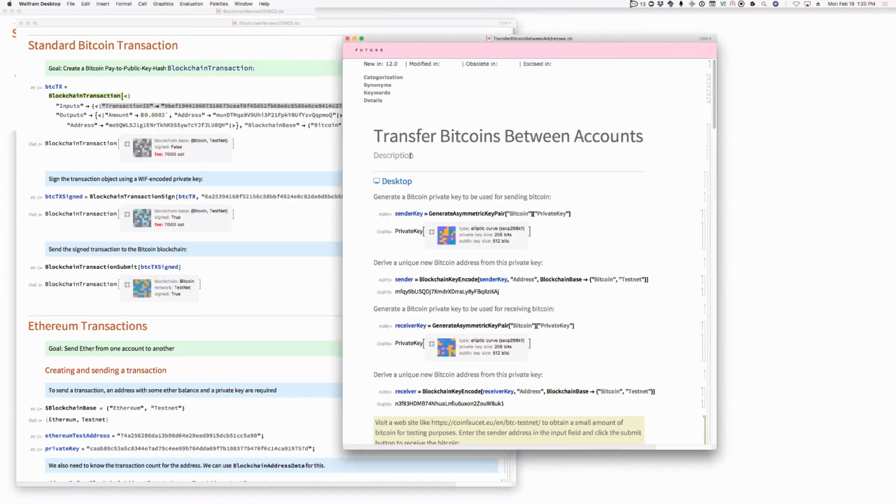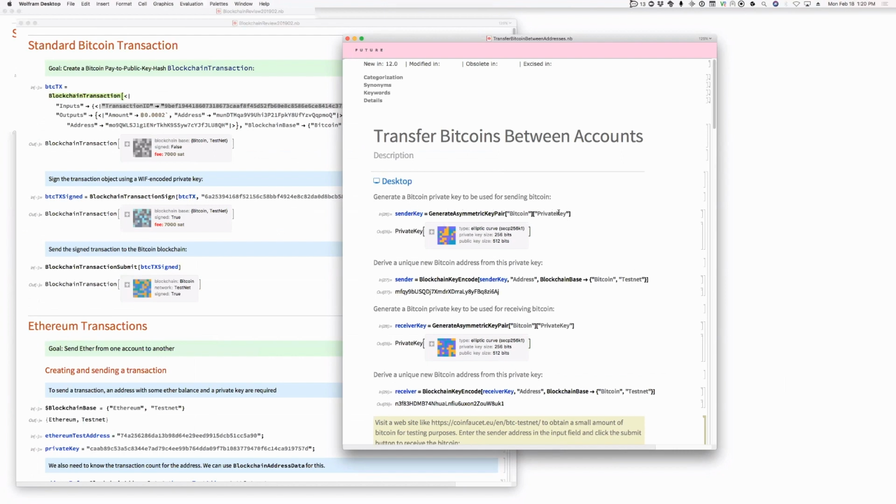So create a Bitcoin private key to be used for sending Bitcoin. Okay, so this is going to effectively define my account. Is that correct? It's the first step to create your Bitcoin address. Okay. All right.